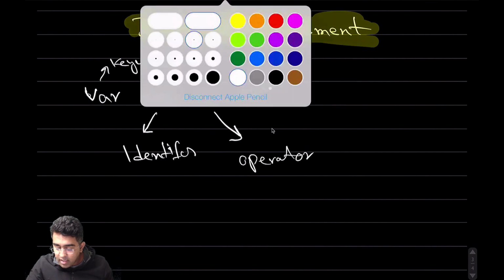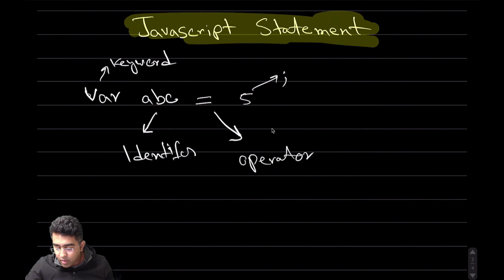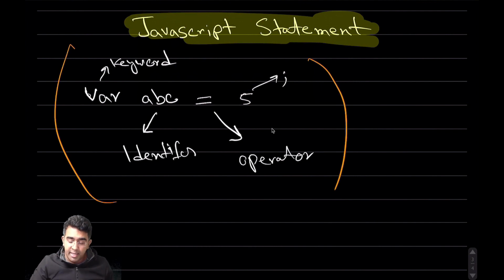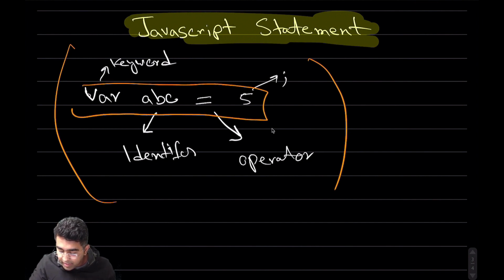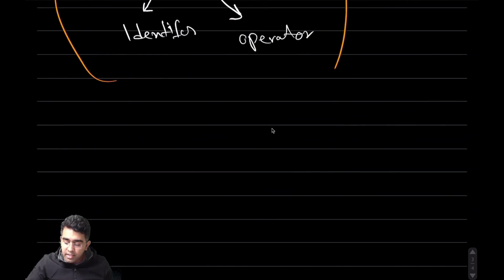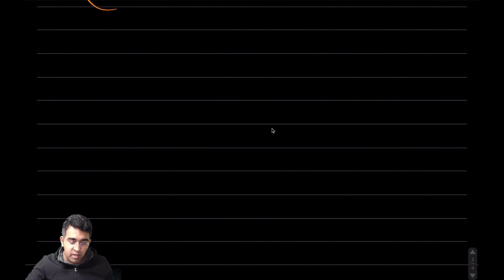Let me change the color to orange. I hope you like this orange color. I like the orange color. Now this is a kind of statement. Not exactly all, but just this bit. This is a statement because it has some instruction to the computer to run. What is the instruction? It says, create a variable named ABC and assign the value of 5 to ABC. Now this is a statement in JavaScript.